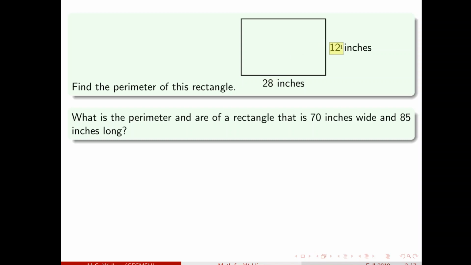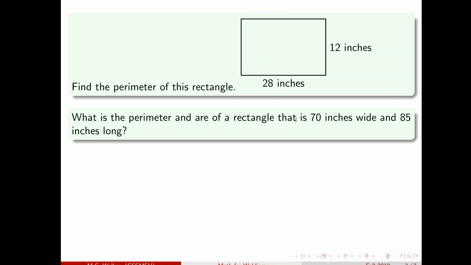Add it to the 12 inches. This top side is also 28, and this left side is also 12. So we will have 28 plus 12 is 40, plus 28 makes 68, plus 12 again makes 80.